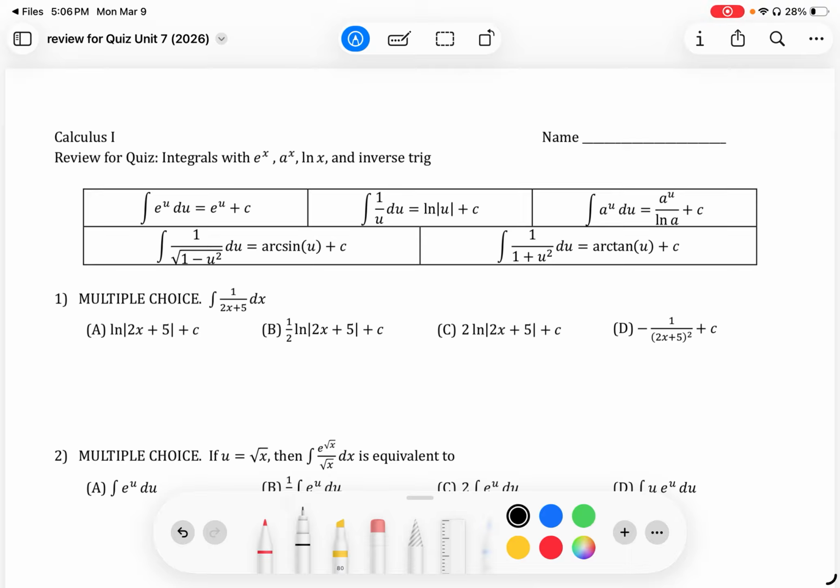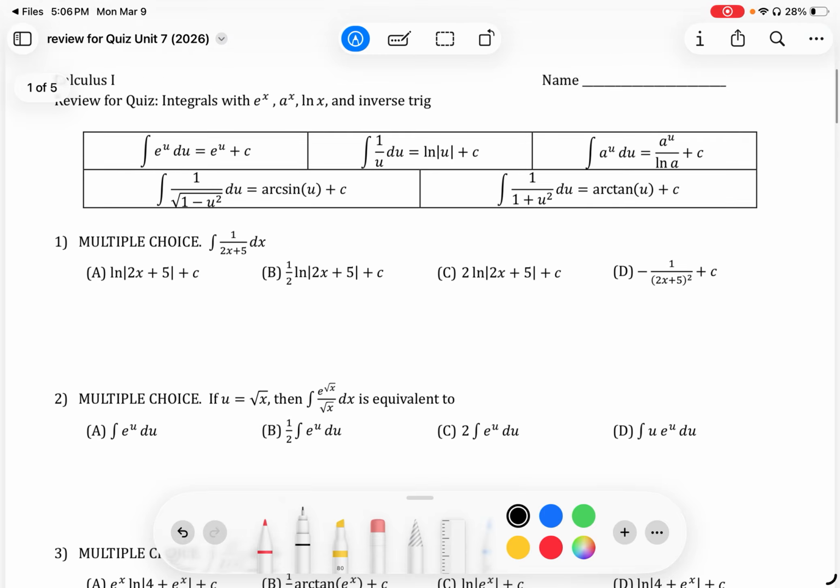So we're looking at integrals involving e to the x and a to the x, and also integrals whose result are going to be the natural log or an inverse trig function. So we want to just kind of be able to play around with these different things and determine when it would be best to use each method.